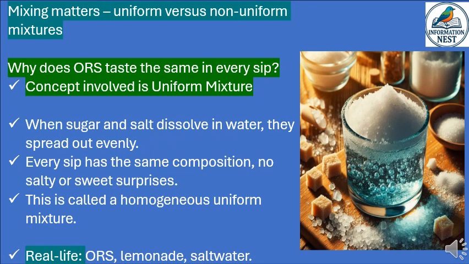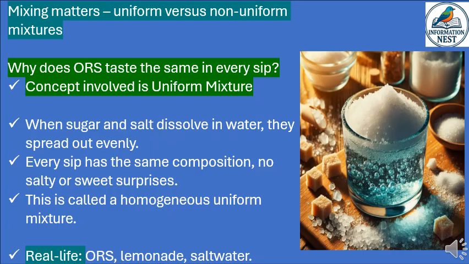Let's talk about mixtures. When sugar and salt dissolve in water, they spread out evenly. This creates a uniform mixture, also called a homogeneous solution. It means every drop has the same composition like a perfectly blended smoothie.